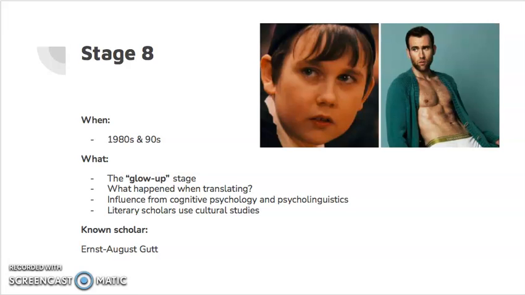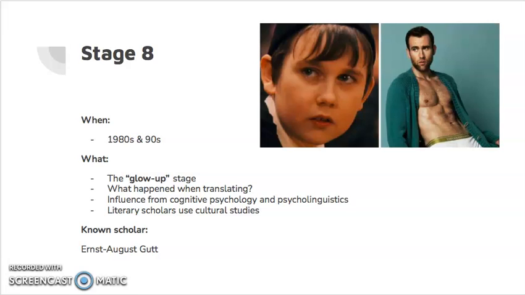When there was a growing interest around what translators were thinking while in the process of translating. This new interest was influenced by the latest developments in the field of cognitive psychology and psycholinguistics. Furthermore, literary scholars experienced a growing tendency to look at cultural studies and apply them to their translation studies to help them form a deeper understanding of the material.